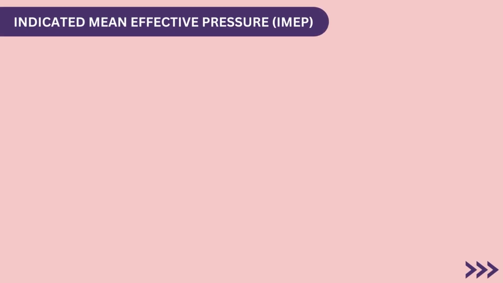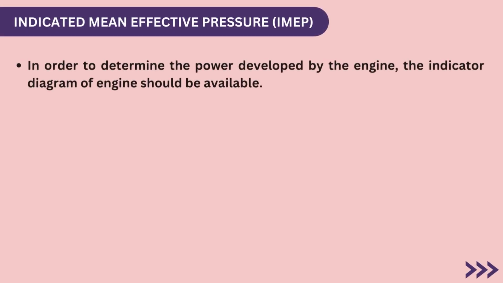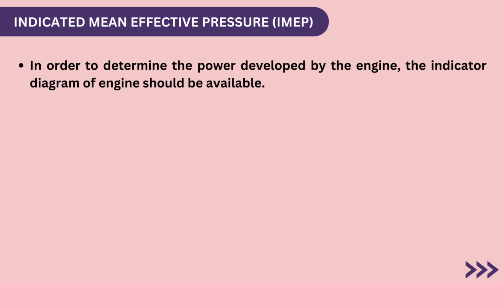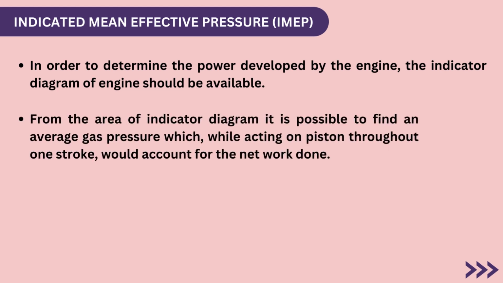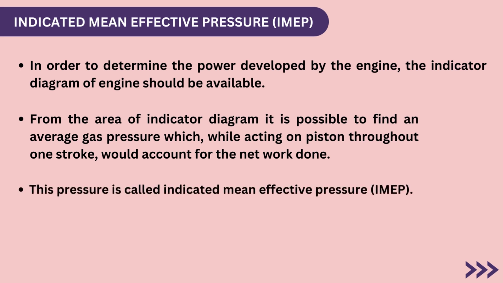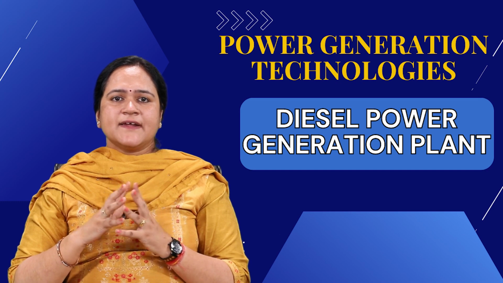First is indicated mean effective pressure. In order to determine the power developed by engine, the indicator diagram of engine should be available. And from the area of this indicator diagram, it is possible to find an average gas pressure which, while acting on piston throughout one stroke would account for the net work done, and this pressure is called as indicated mean effective pressure or IMEP. Then indicated horsepower.